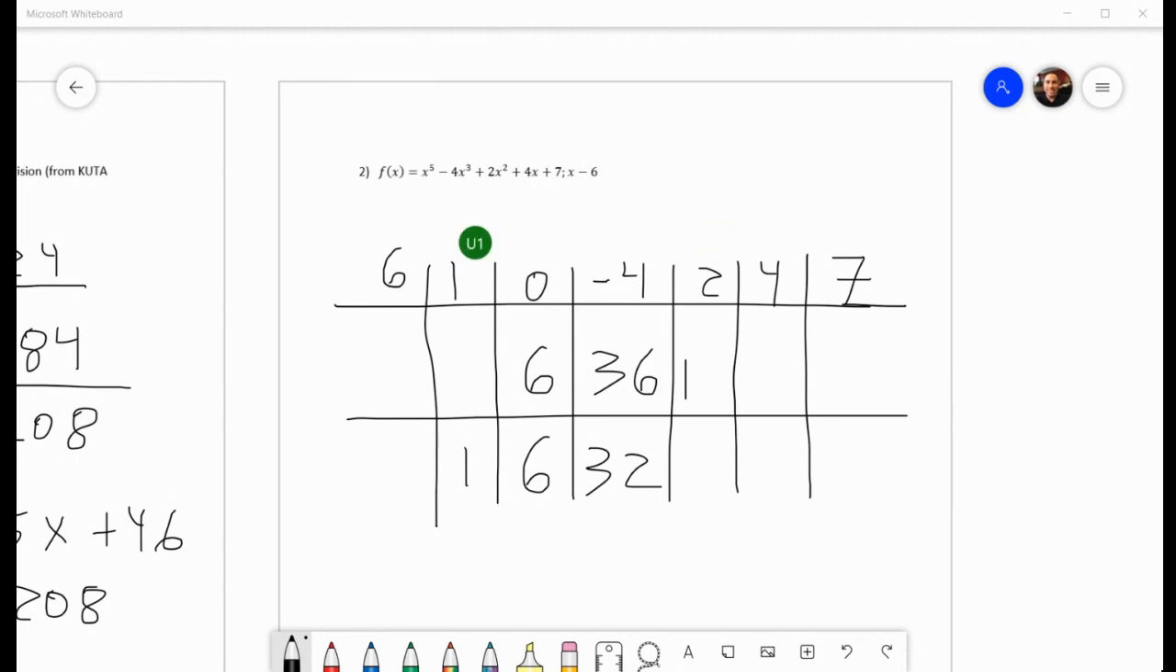That turns out to be 192. Okay, so we get that. And then you add it to 2, you get 194. Okay, almost there. 6 times 194, that turns out to be 1,164. And then you add it to 4, you get 1,168. And then 6 times 1,168, that's 7,008. Add it to 7, get 7,015. Big numbers, I know. That's okay.